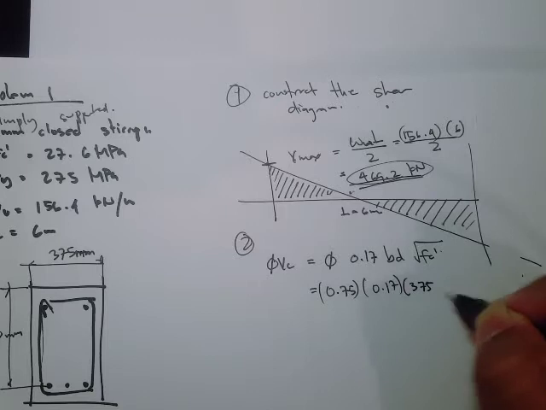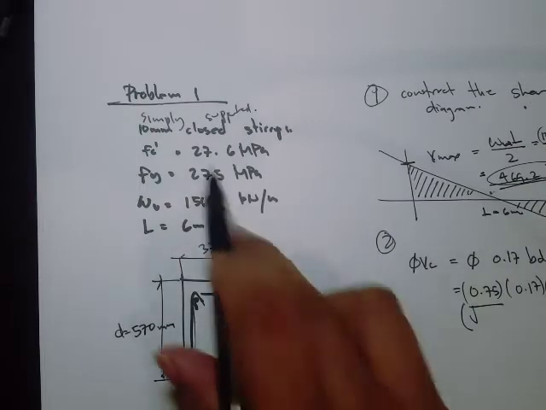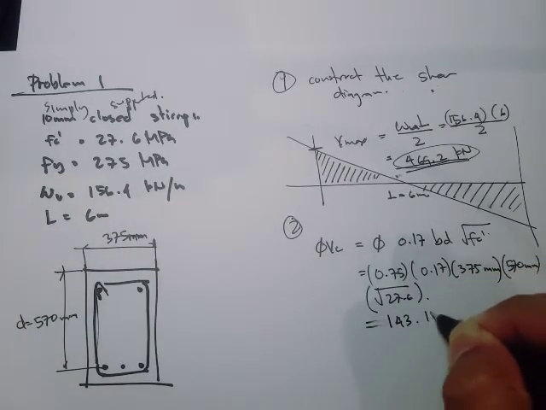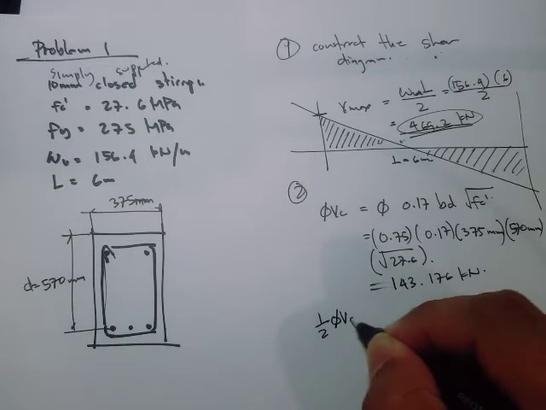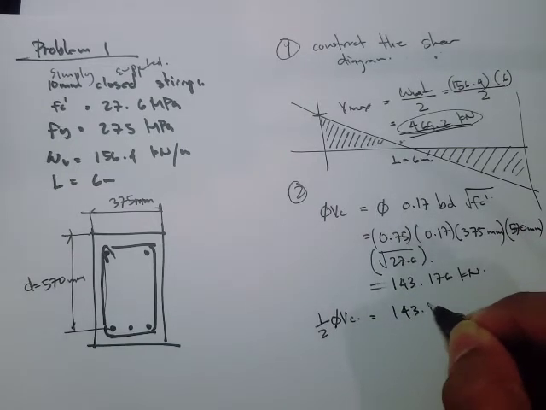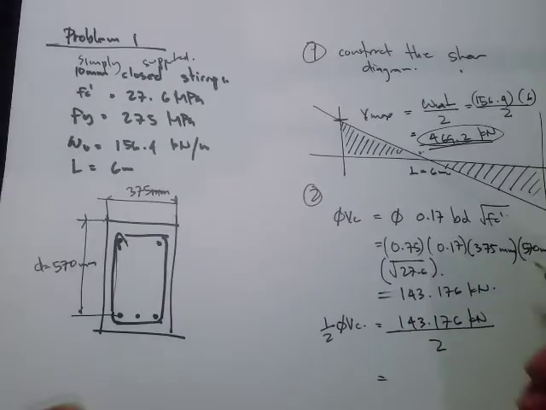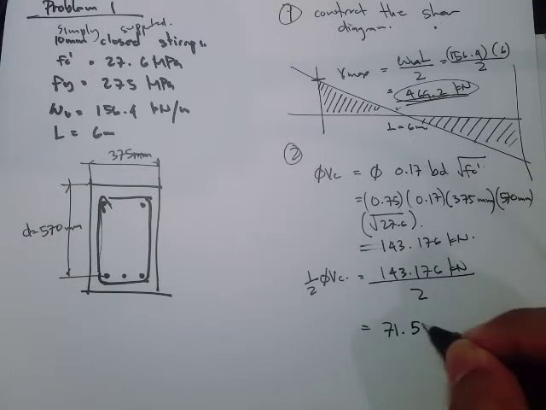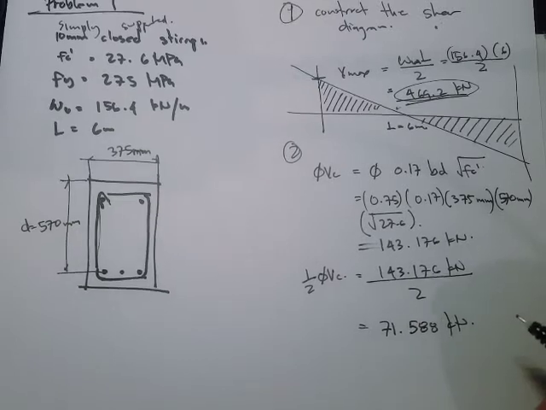so 375 mm times 570 mm times the square root of f'c. Our f'c is 27.6. If we calculate this, we get a value of 143.176 kilonewtons. Now we can solve for one half of phi Vc. Basically, that's just 143.176 kilonewtons all over 2. If you solve this, you get the value of 71.588 kilonewtons.